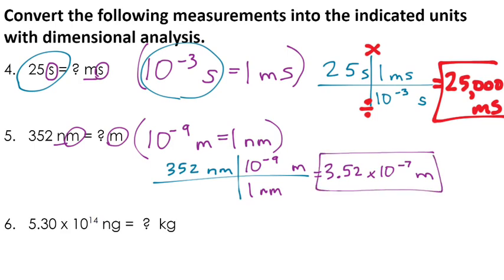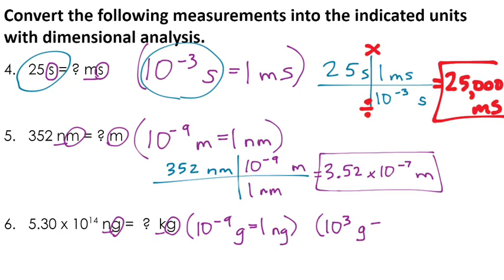Now in this last example, finding the units that are the same on both sides, that's going to be g for grams. Notice we have two different prefixes here, so we are going to need two different unit equations. This is going to be a two-step dimensional analysis. But let's go ahead and start with that nano. It's going to look a lot the same as the previous one, just with grams instead of meters. And then kilo is 10 to the third. So that's going to be 10 to the third grams equals 1 kilogram.